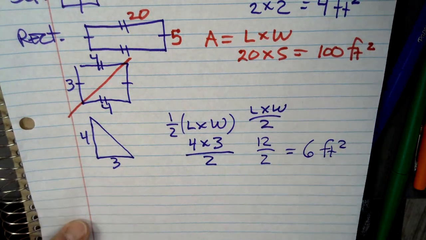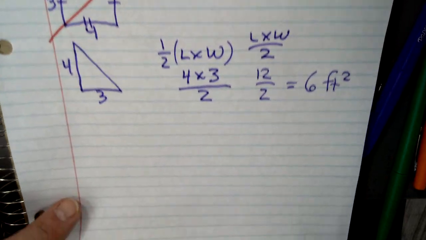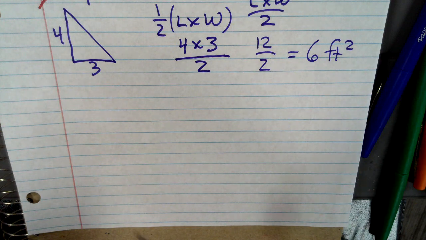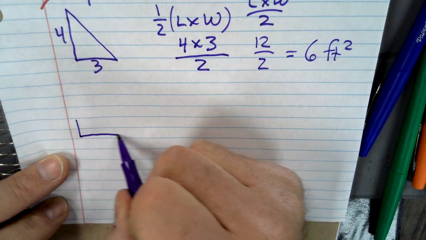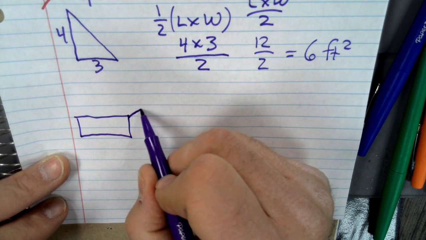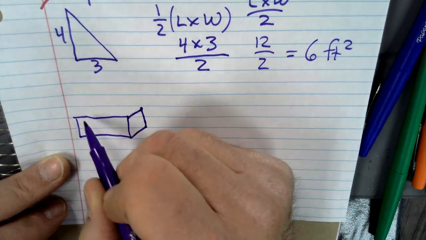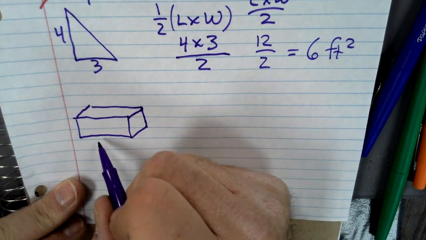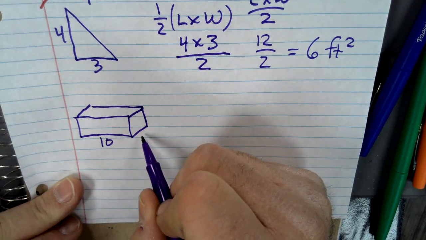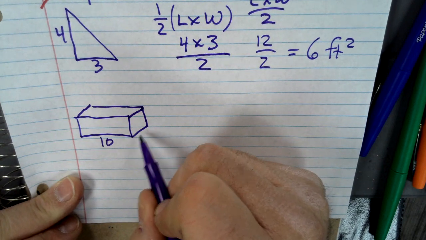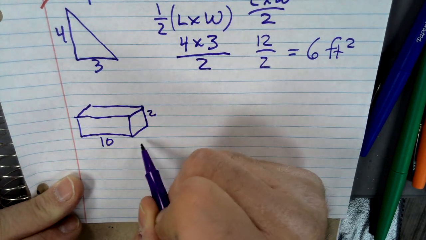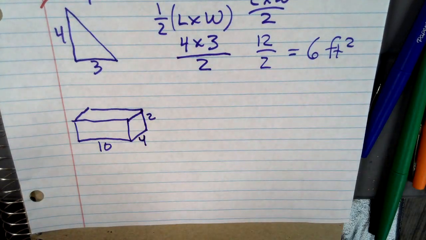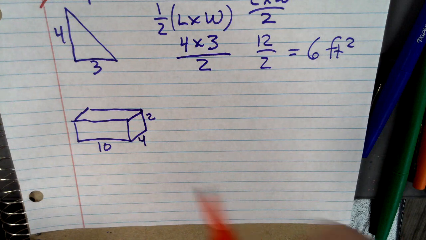Okay. Last thing, surface area. And I like to do this with a torn up Kleenex box in class. Okay. Let's say I get a scalpel and I cut my Kleenex box and open it up. I'll show you in a second. But let's make this 10. Let's make this 2. And let's make this 4. Okay. If each side is called a face.